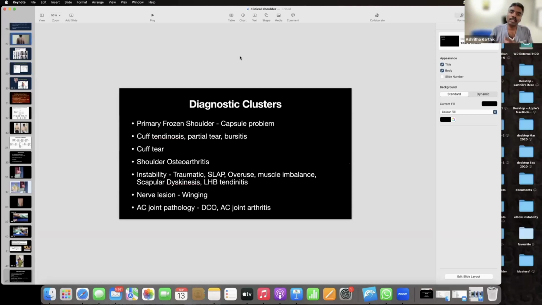I tell my physio that this is what I'm thinking about, and I also tell the patient that there could be a small tear in your ligament, but I want to try physio because I'm not going to operate on this patient straight away.